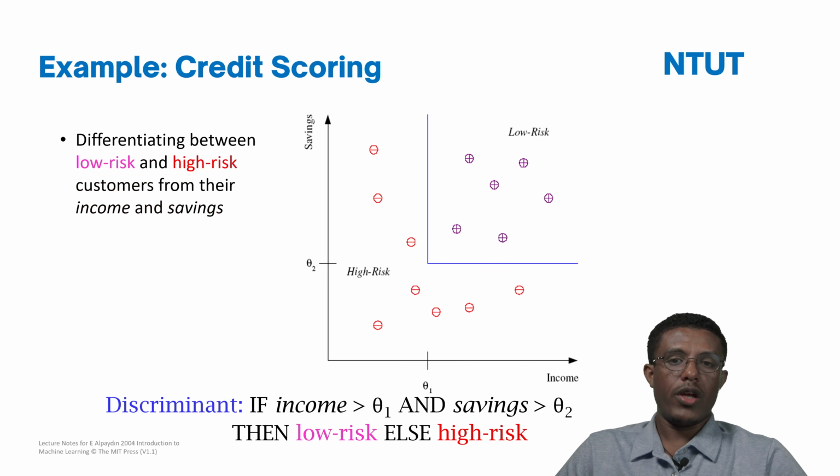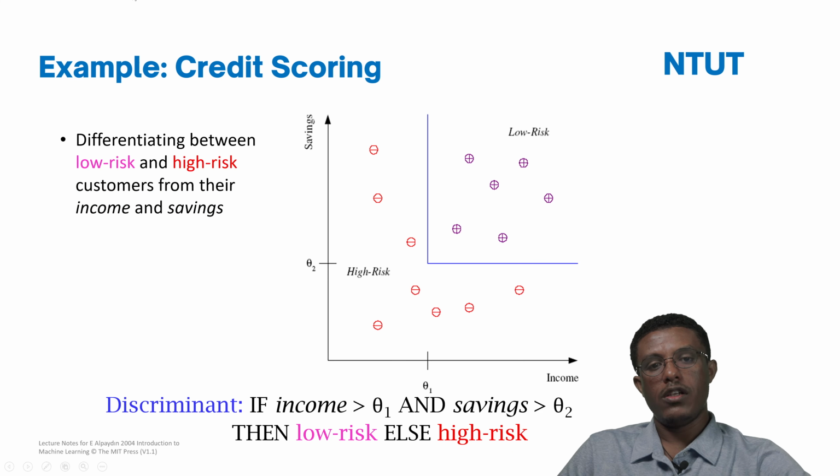And credit scoring also. In credit scoring, we have two classes, high risk and low risk.